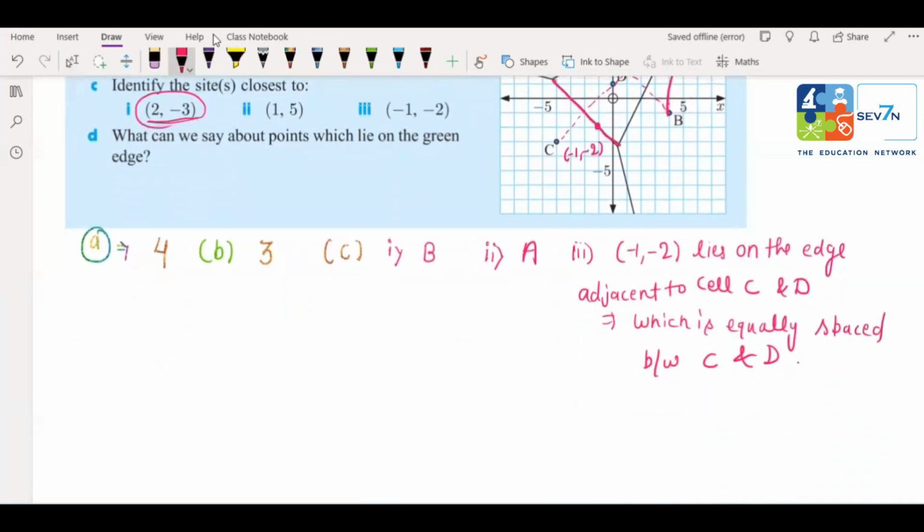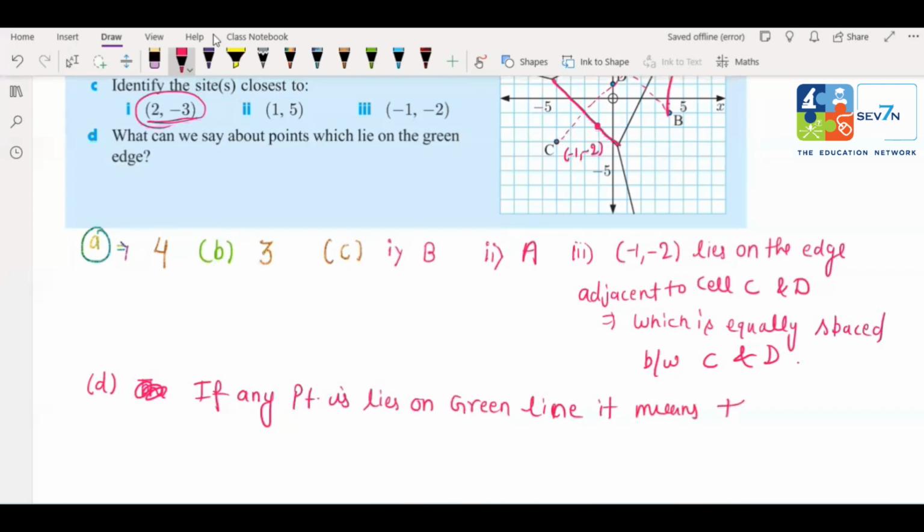Clear? So what you can say in this part is that if any point lies on the green line, it means that point is equally near to A and B, okay? Correct? Any doubt? No, ma'am.